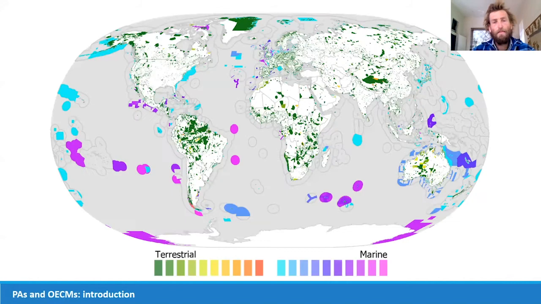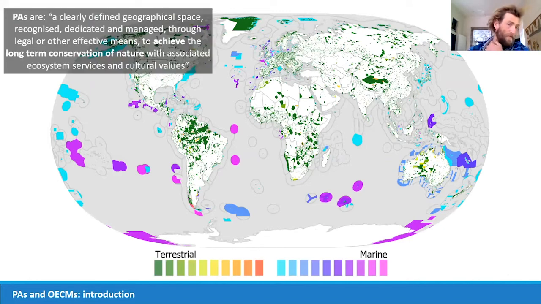Just as a bit of an introduction, protected areas now cover around 15-16% of the terrestrial surface and around 8% of the marine realm. Here's how they look in space, with the different colours noting areas that have expanded in the last decade.